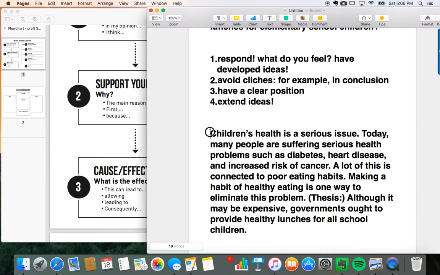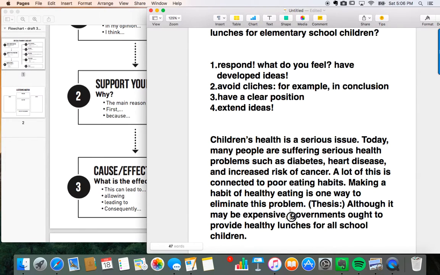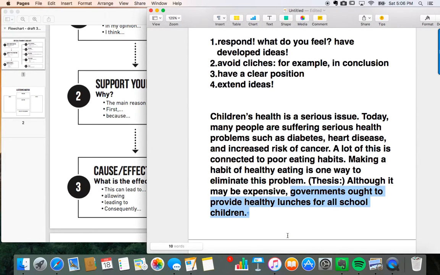My simple advice is, something is a problem, explain why. Okay? Don't use any formula here. Just say there's a problem or something is important, explain why, address the question, and then, importantly, state your position. Governments ought to provide healthy lunches for all school children. Okay, finished. To make it a little more grammatical and a bit more coherent, I've pointed this out. Although it may be expensive, complex grammar, governments should provide.